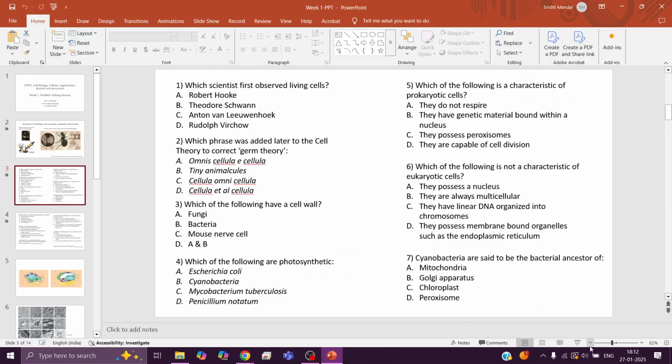So the next question is, which phrase was added later to the cell theory to correct germ theory? Germ theory, you might remember, was this strange thing that people thought initially, that living matter came from non-living matter. So which of these phrases is the correct one? The answer is A. It means each cell comes from a pre-existing cell, and this was given by Rudolf Karl Virchow, right? So that's great.